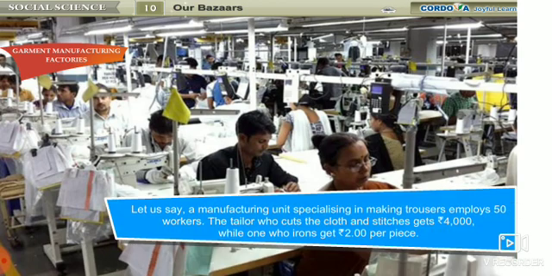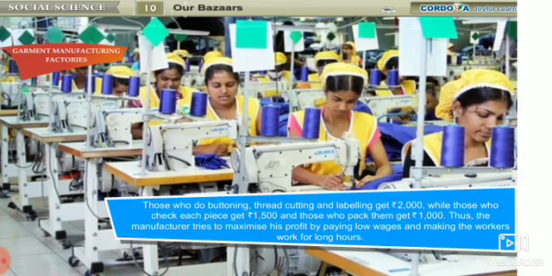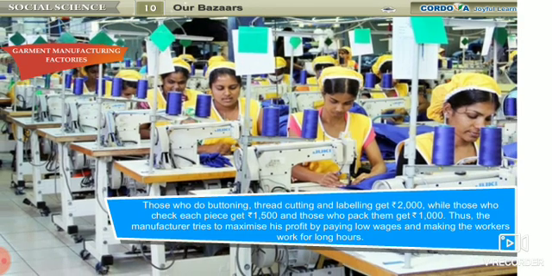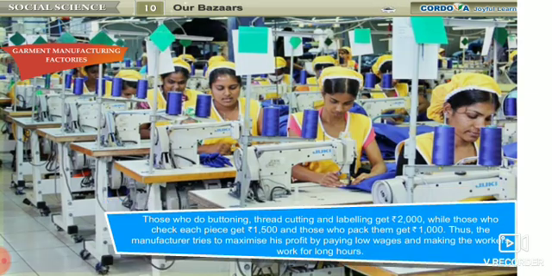Let us say a manufacturing unit specializing in making trousers employs 50 workers. The tailor who cuts the cloth and stitches gets rupees 4,000, while one who irons gets rupees 2 per piece. Those who do buttoning, thread cutting and labeling get 2,000 rupees, while those who check each piece get rupees 1,500 and those who pack them get rupees 1,000. Thus, the manufacturer tries to maximize his profit by paying low wages and making the workers work for long hours.